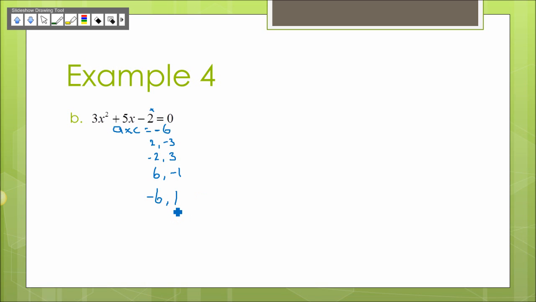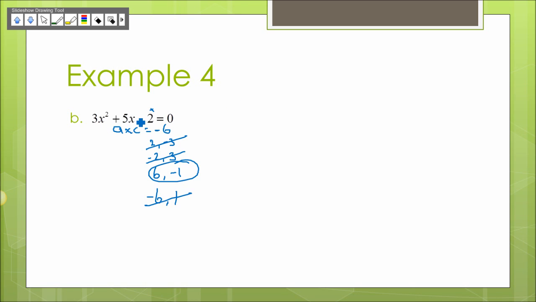Alright, let's start off from the bottom. Minus 6 and 1 gives us minus 5. That's not right. 6 plus minus 1 is 5. So that's our one that we're looking for. These two won't work. Okay, so remember, we don't put it in the brackets now.